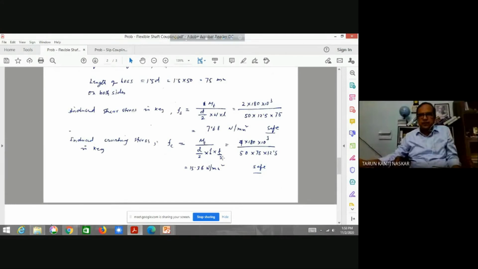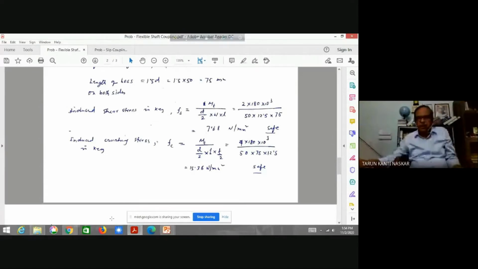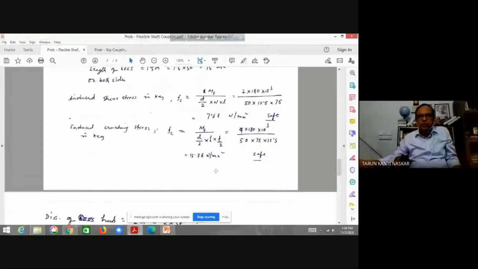Okay, l into t by 2. That is why t by 2: one half will be above and another half will be in the lower part. So the fc is d by 2 into l into t by 2, and this is equal to 15.36 Newton per millimeter square. So this is again safe. Is it clear now? Hello?